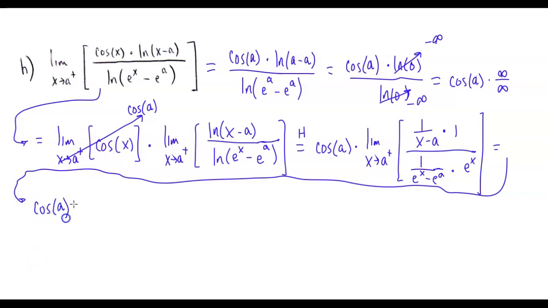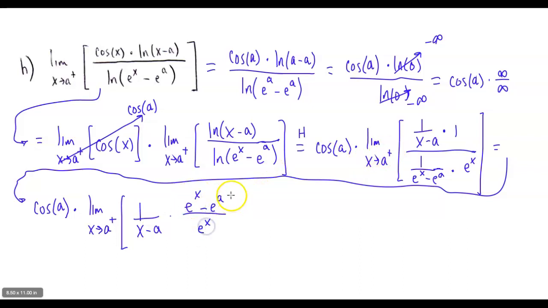So here we'll have cosine of a times the limit as x approaches a from the right, and I'm just going to have 1 over x minus a times the reciprocal of what we got going on here. And notice here that in this form, if I plug in a for x here, I'm going to have 0. And if I plug in a here for x, I'm going to have e raised to a minus itself. So I'm still going to have a 0 over 0 case here. So that lets me know that I am going to have to use L'Hopital's rule again, which means I need to take the derivative of the numerator and denominator again, okay? So I have cosine of a times the limit as x approaches a from the right.